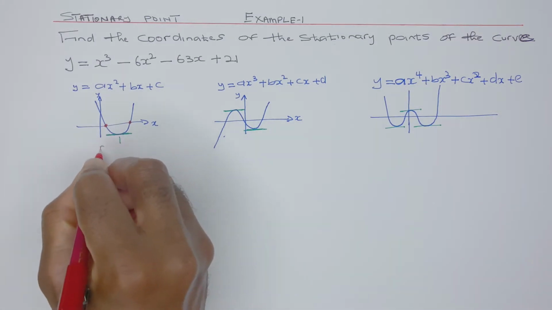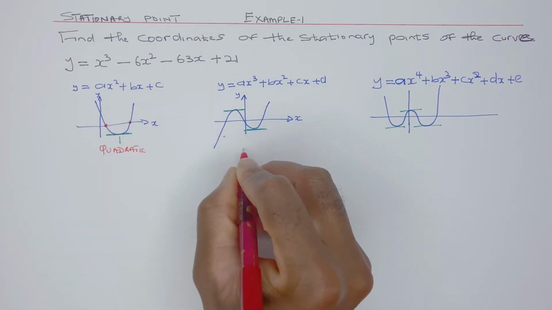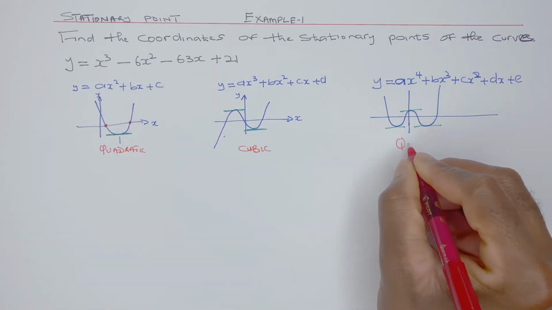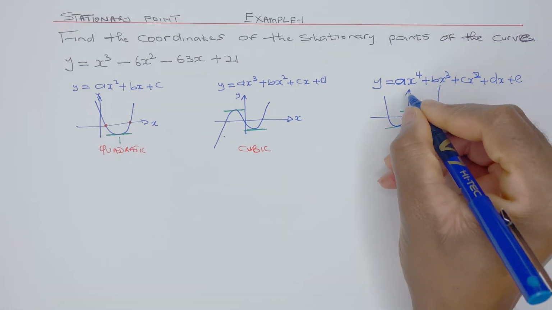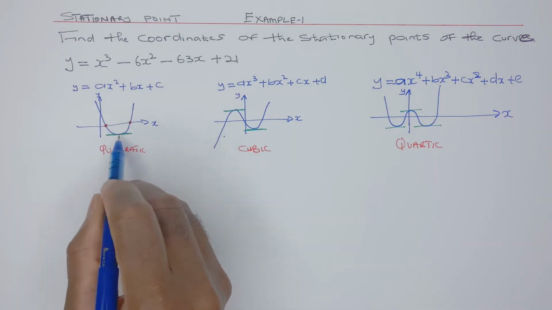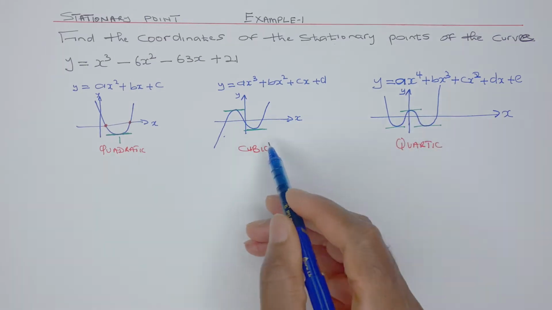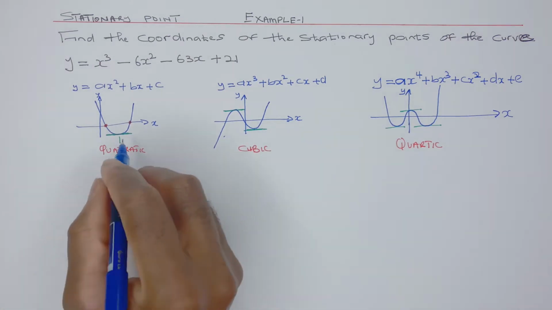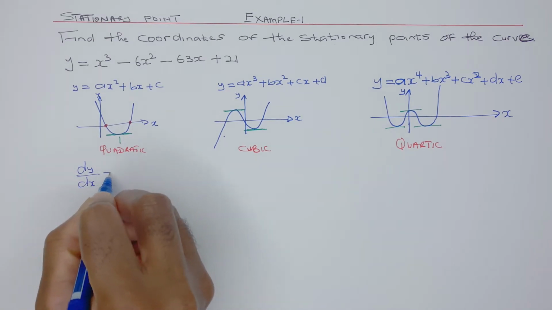So this is quadratic, this is cubic, and this is quartic. This is the y-axis, that's the x-axis. At the turning points, 3 turning points, 2 turning points, 1 turning point. At the turning point, which is stationary, dy/dx equals 0.